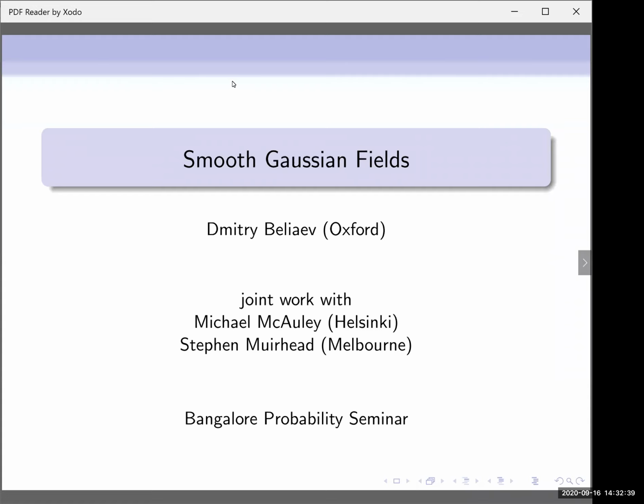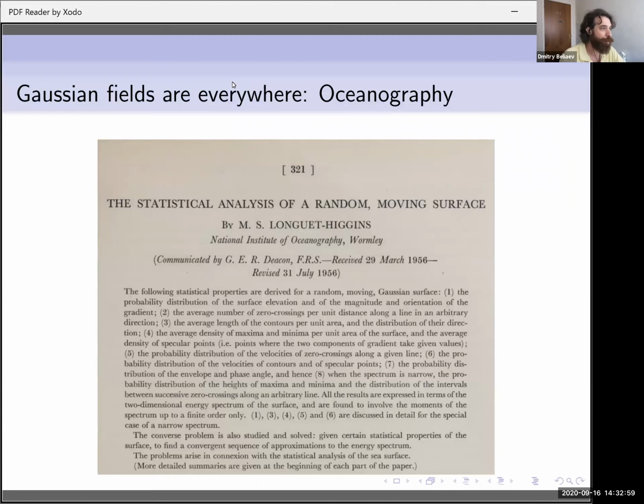Okay, so I will give an introductory lecture explaining what Gaussian fields are, why they are an interesting object, and what kind of things we want to know about them. So let me start with some history. Actually, Gaussian fields were used to model various things in nature.